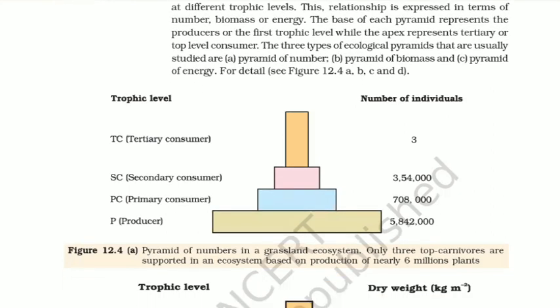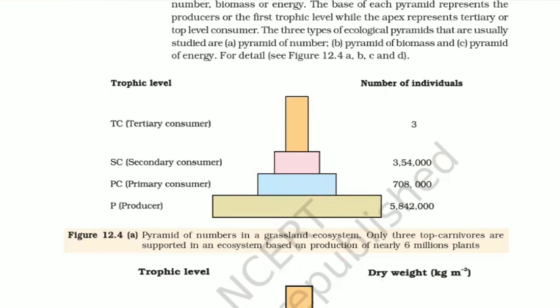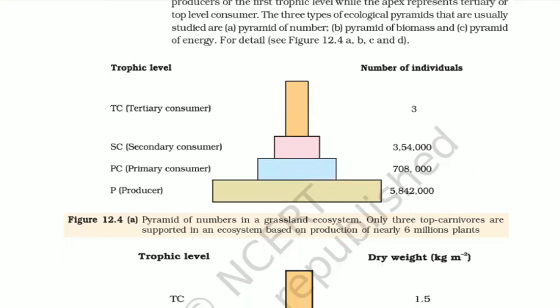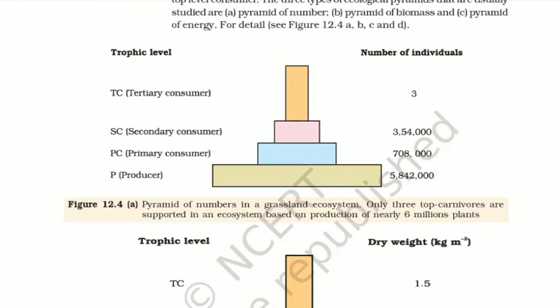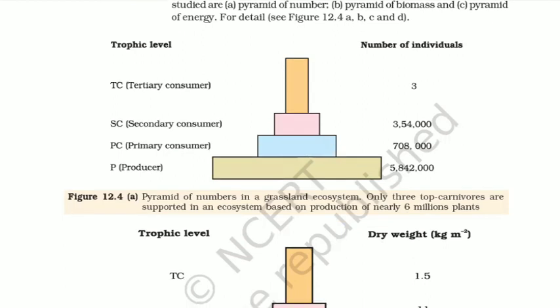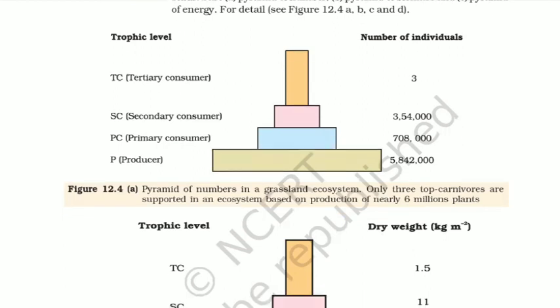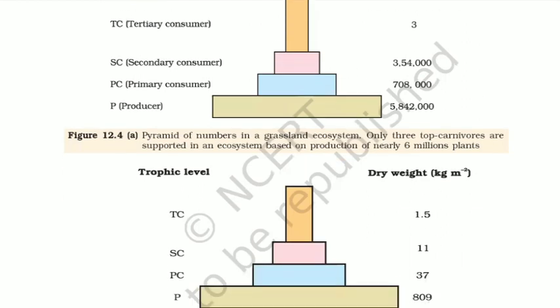The three types of ecological pyramids that are usually studied are A. Pyramid of number, B. Pyramid of biomass, and C. Pyramid of energy. For detail, see figure 12.4 A, B, C, and D. So it is shown over here. You can have a look.